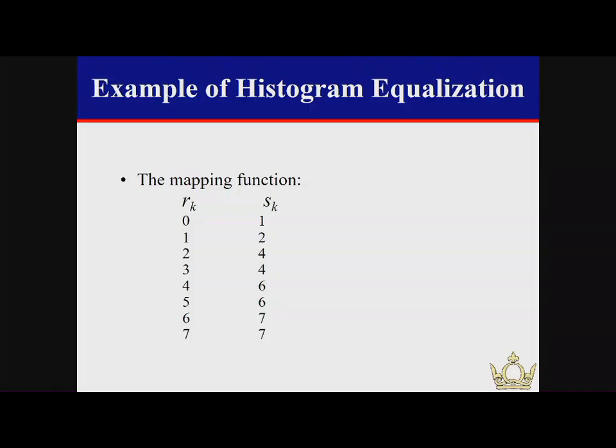If you round that one into an integer, it should be 0. Round that one into an integer, it is 2. Round that one, it should be about 3. Round that one, it is 3. Round that one, it is about 4. That one should be about 5. And this is about 6. And this is 7. Just round those numbers into integers. And finally, you got the lookup table.